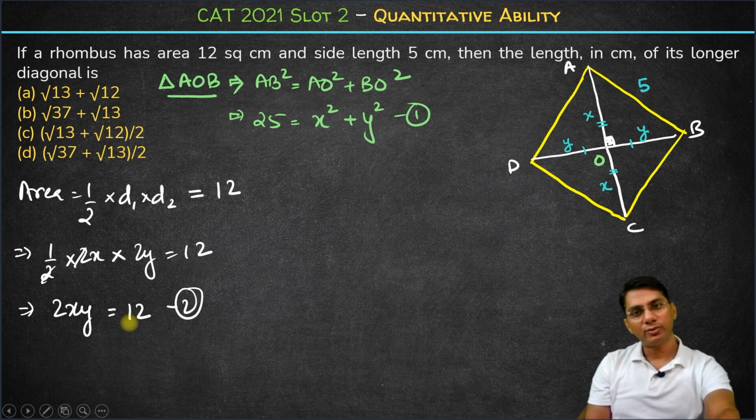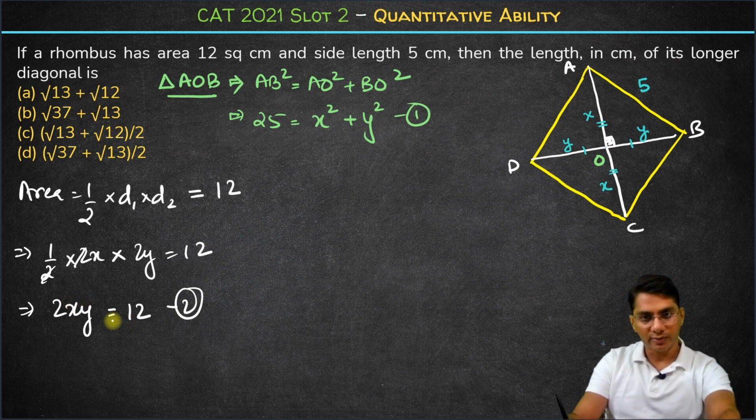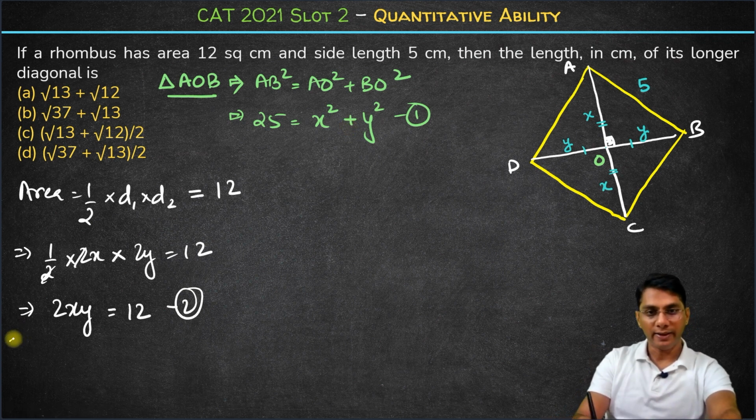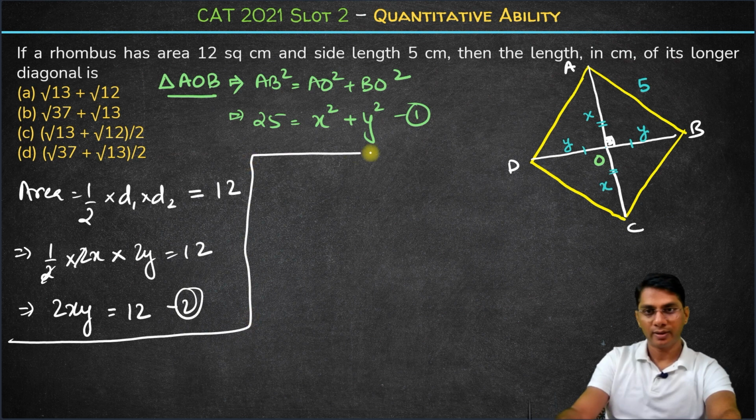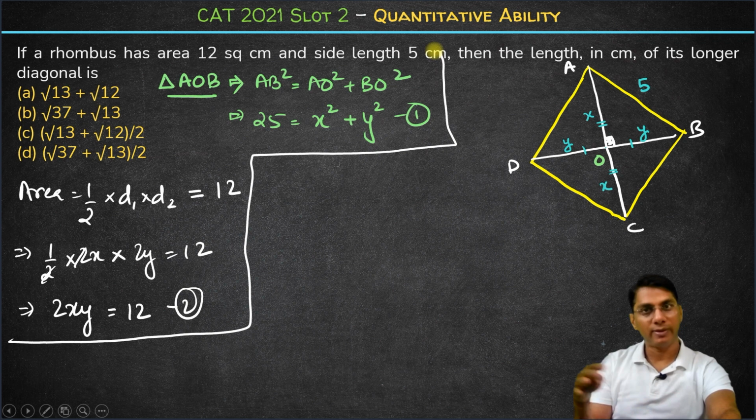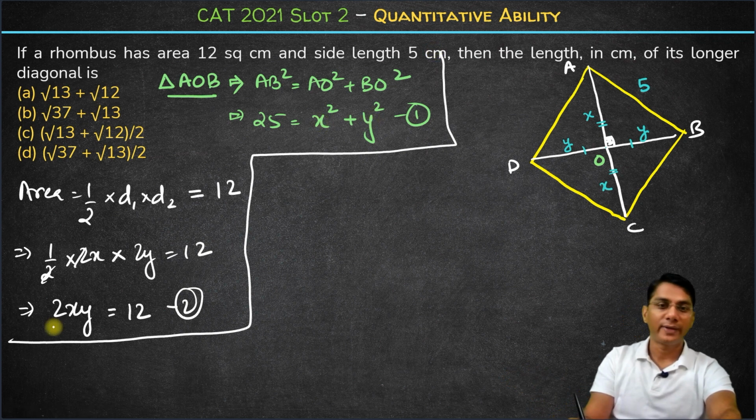Now the first thing that comes to our mind is to substitute x equals 12 divided by 2, 6 upon y, over here instead of x. But then you will get a biquadratic in y, and it will become very difficult to solve that biquadratic, right? A better way to solve this question would be to use the a plus b whole square identity, right? So we have x square plus y square and we have 2xy.